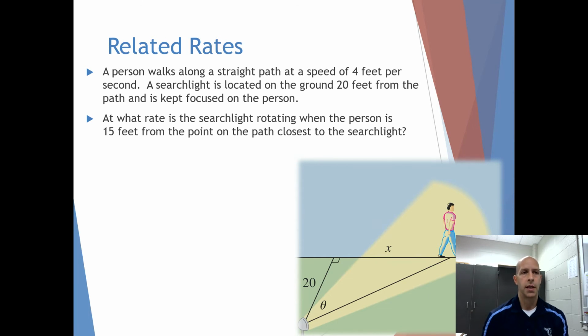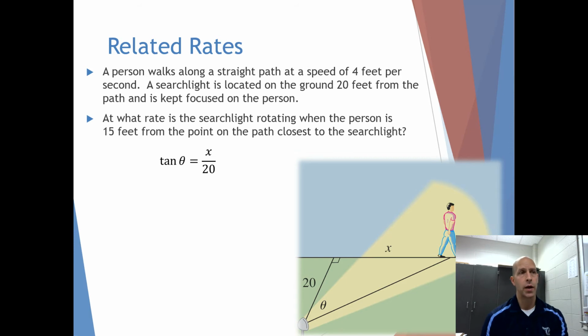You can see the spotlight at the bottom, and you can see the person walking along the path. The question is, at what rate is the searchlight rotating when the person is 15 feet from the path closest to the searchlight? In other words, when x is 15. The first thing students need to do is figure out what the equation is.